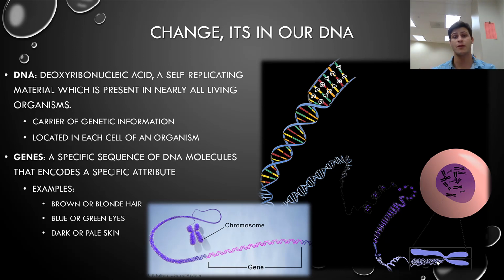Everything you are, everything that you ever will be, is encoded into the DNA that exists in every one of your cells. And specifically within DNA molecules are specific sequences that encode specific attributes, and those are known as genes. Examples of genes could be genetic encoding for whether you have brown hair or blonde hair, whether you have blue eyes or green eyes, whether you're short or tall, whether you have dark skin or pale skin. All of the characteristics that make you you are encoded in the genes that are within your DNA.